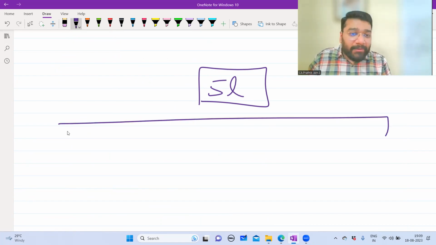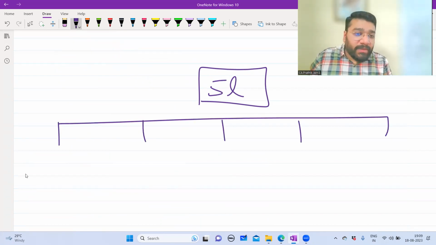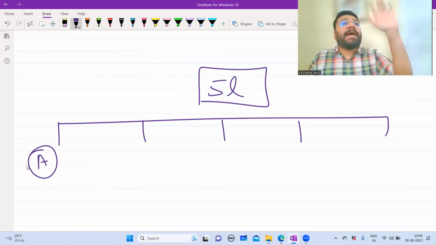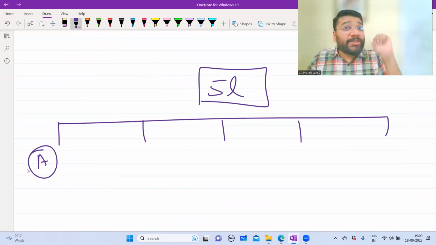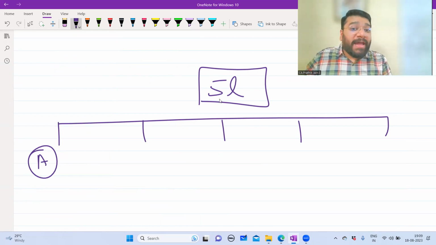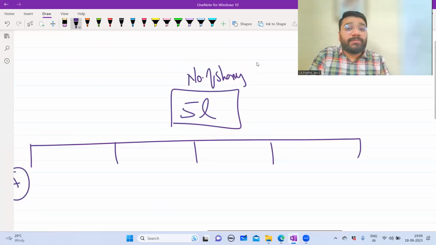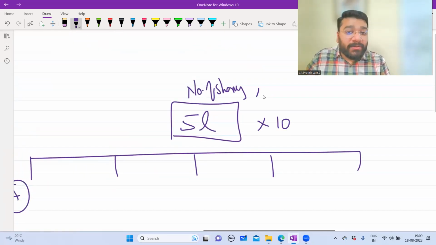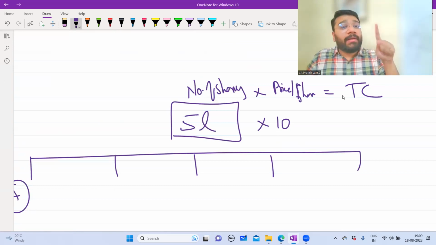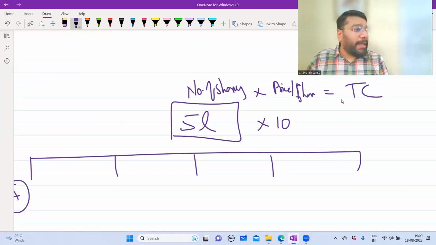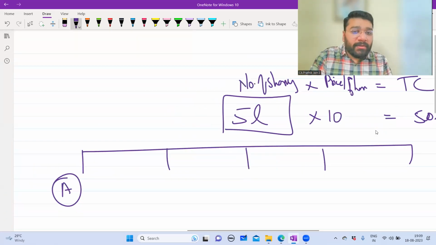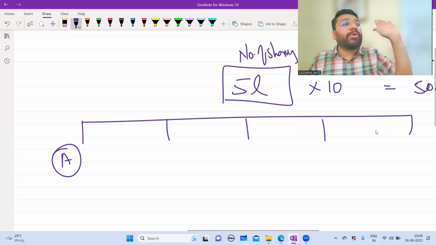So now the same 5 people. A says that I have 10 lakh rupees in my pocket. So how many shares does he have to buy? 5 lakh shares. This is the number of shares. Each share is worth how much? 10 rupees. So what is total capital? Number of shares into price per share is the total capital. So 5 lakh into 10 rupees, how much? 50 lakh.